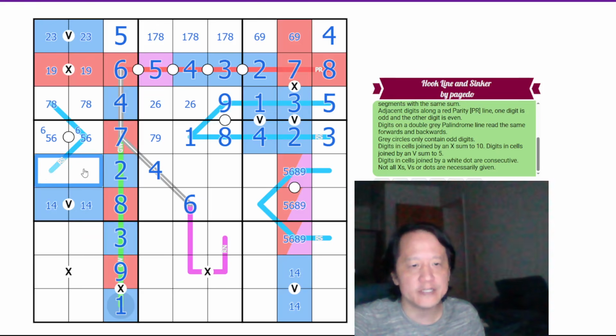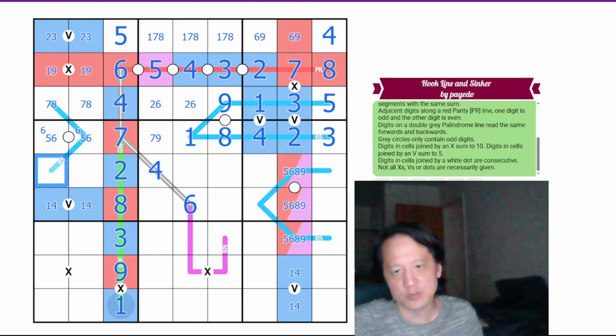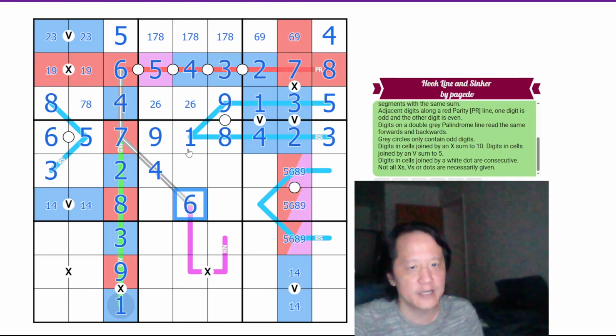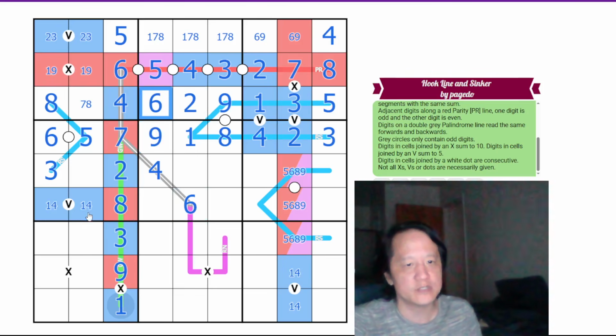Okay, remaining digits here are 3 and 9, and 9 can never add up with another digit to add up to a single digit, so this must be 3. And we have to have 3 and 5 adding up to 8 here. So this must be 3, 5 adding up to 8. That leaves that as 6. 7 eliminates 7 here, so it's 9. 6 eliminates 6 here, so it's 2 and 6.